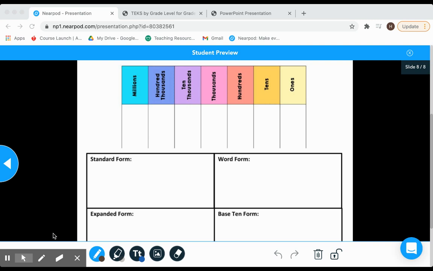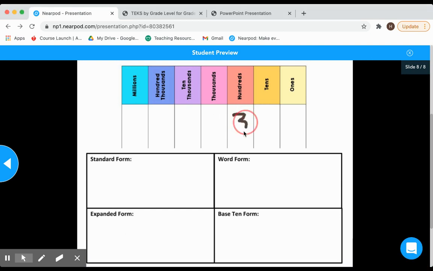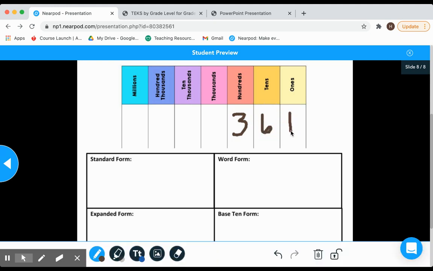So last slide we learned about the multiple ways that we can represent a number. So let's practice that. If we are doing the number 361, the first thing I'm always going to do is put it in a place value chart so that I can organize my thoughts, my digits, and know the value of each one.